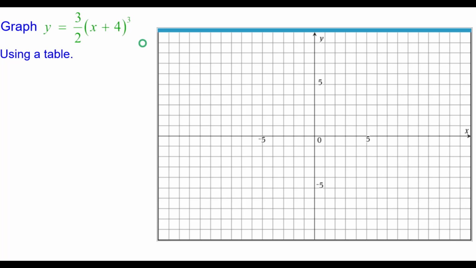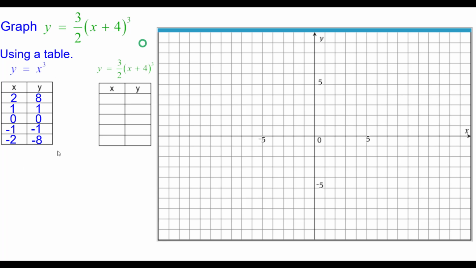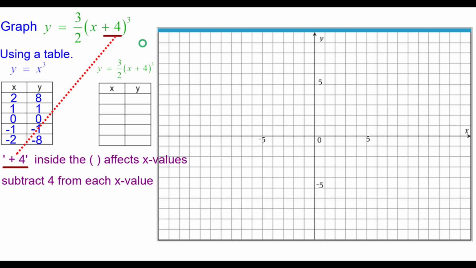Second way, using a table. These are the 5 values we normally plot for the cubic graph, y equals x cubed. The plus 4 is inside the parentheses, so it affects the x values. We need to subtract 4 from each x value because it shifts to the left 4. So we need to subtract 4 to get to the left.